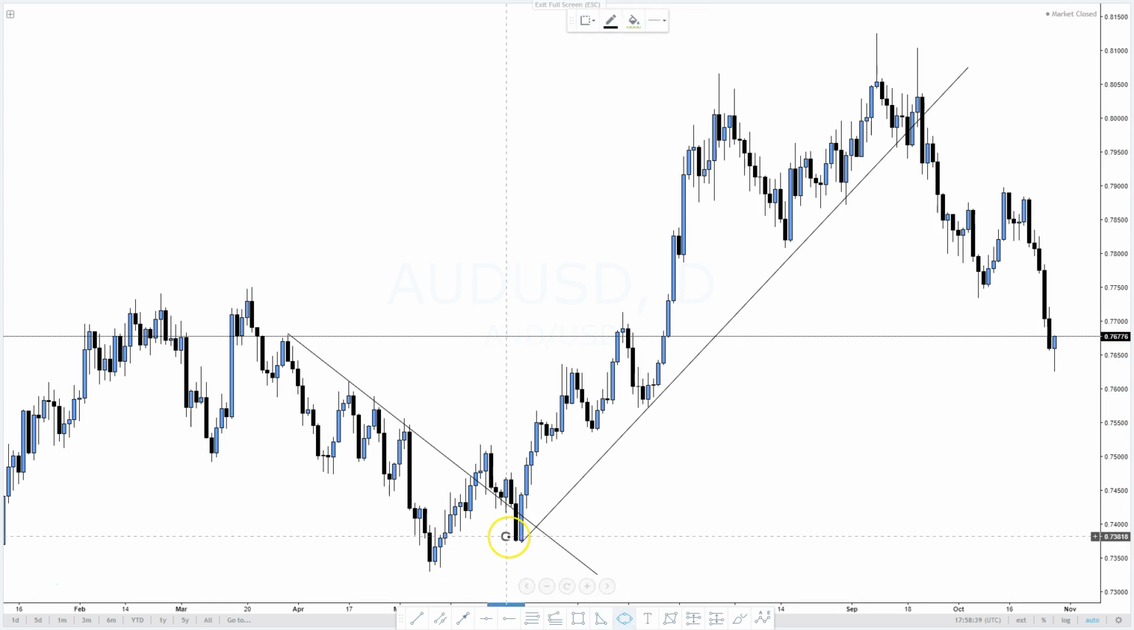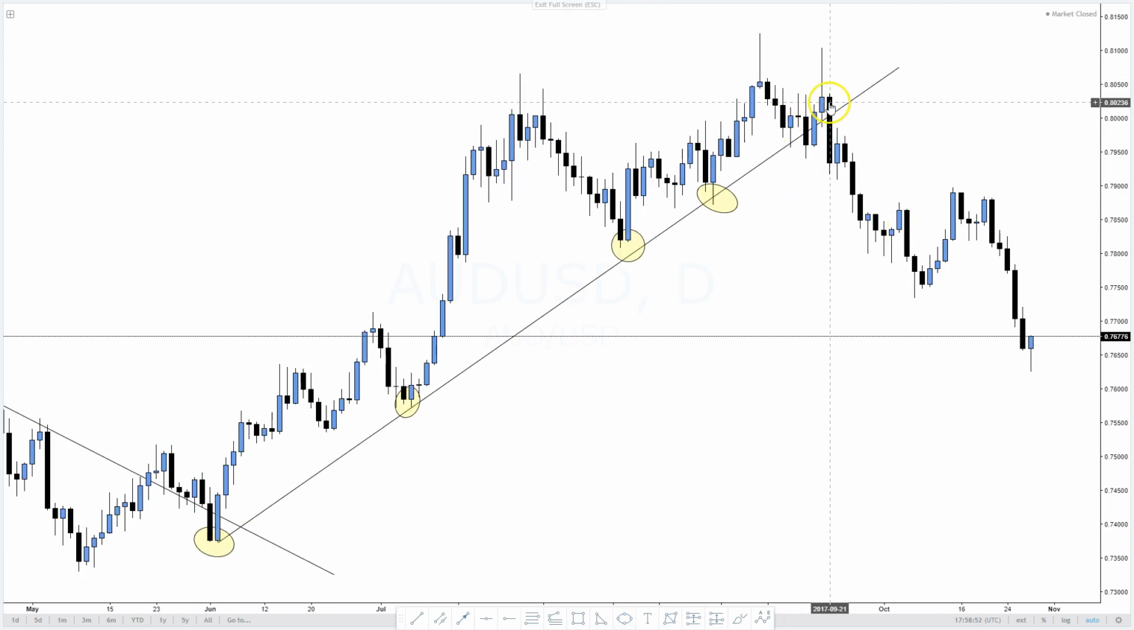Circle them. 1, 2. Third reaction, near miss. Reacted. Confirmed trend line. Breaks. Right there we get the break. Reversal pattern down to the downside, engulfed. Small retest. Drop. Double top. Drop.